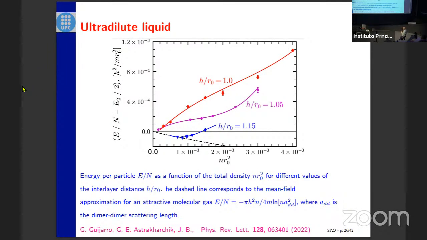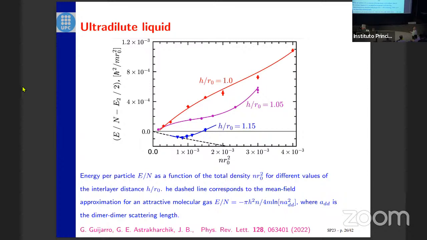Our last study on this was trying to see if the system is really a liquid or not. So I have a bilayer, and I increase the density of every layer, so the number of particles up and down is the same. Then I calculate the energy minus the energy of the dimer, because I have dimers, so I have to subtract that. And I look at what emerges.